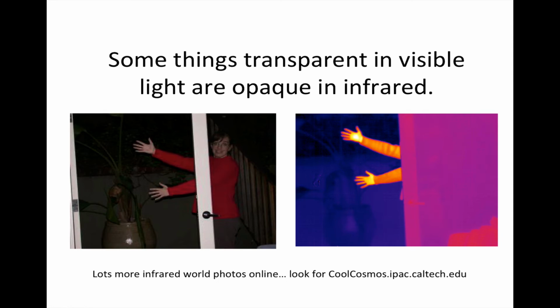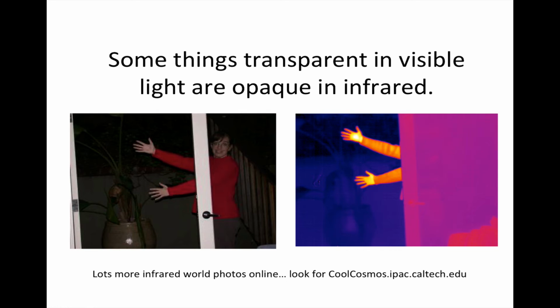Some things that are transparent in visible light are totally opaque in the infrared. Here's a set of French doors in my living room. This door is closed, this door is open, and in the optical you can see through no matter what, whether there's glass in the way or not. But in the infrared, you cannot see through the glass.